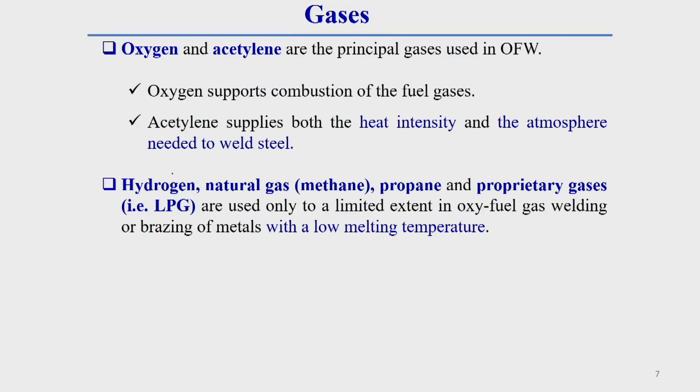Other gases generally used, as I already told you in the first slide, can be hydrogen gas. These are all fuel gases. That can be natural gas like methane, whose chemical formula is CH4. This can be propane, C3H8. It can be propane gas or LPG, liquid petroleum gas, which are also used to a limited extent in oxy-fuel gas welding.